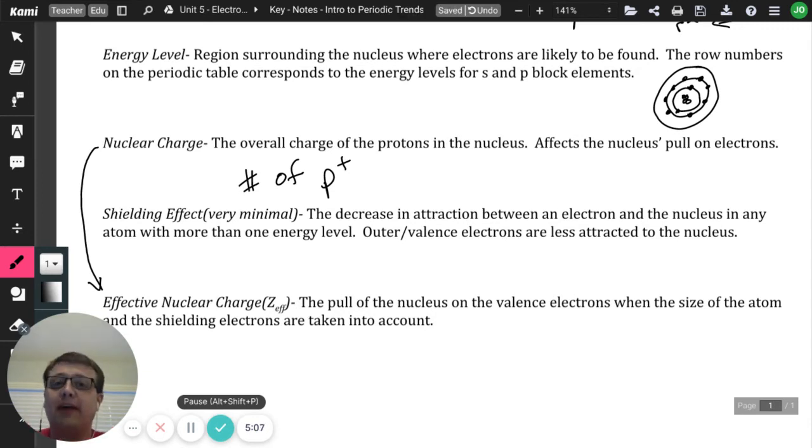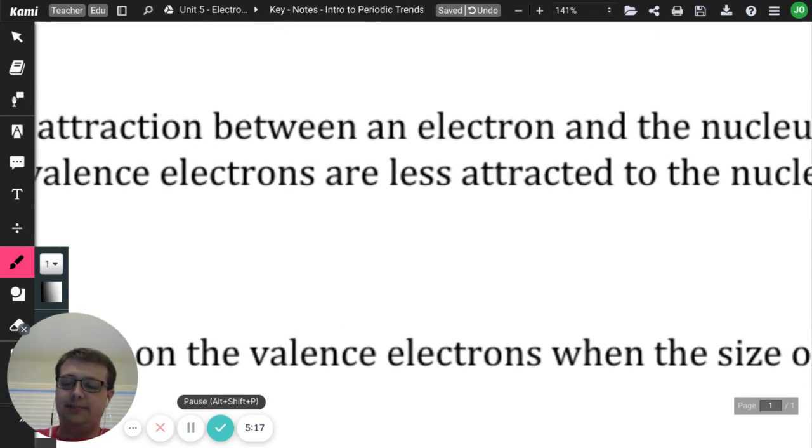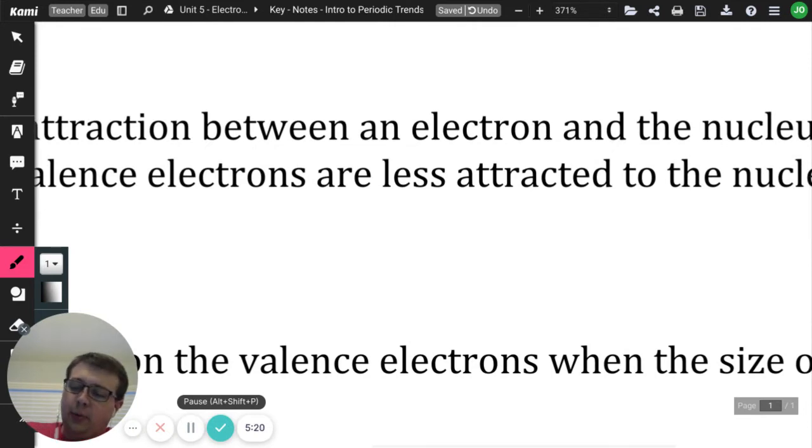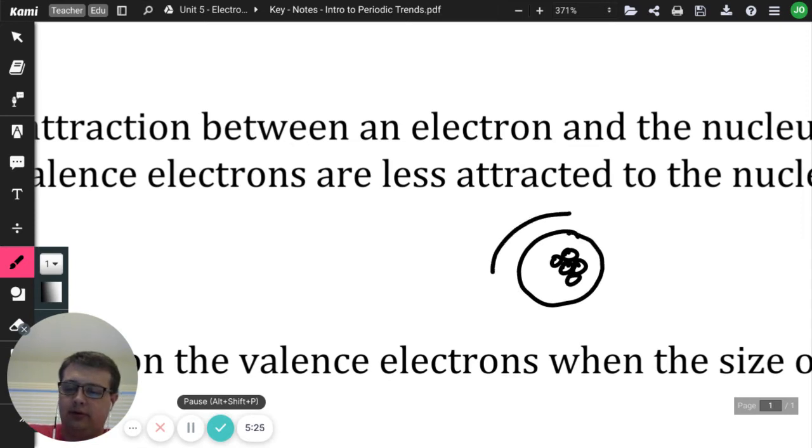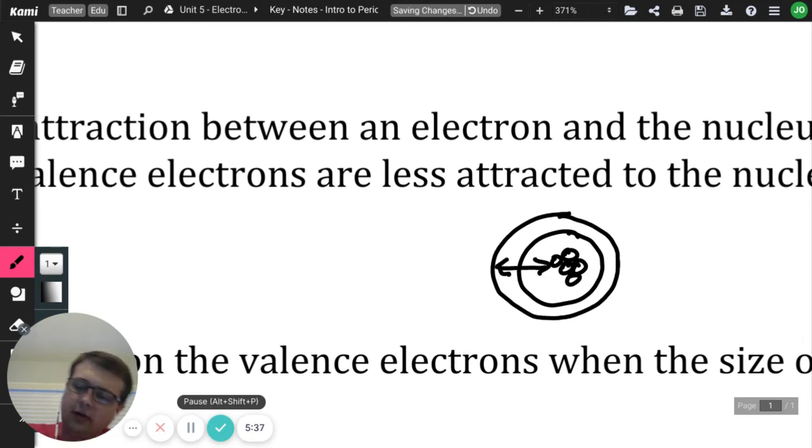Next, shielding effect. Now, shielding effect is something that doesn't have a huge effect on our trends, but it does have a very, very minimal, very small effect. So we do like to mention it. What do I mean by shielding effect? Well, if I've got my nucleus and I've got my electrons in their orbits, in those different energy levels, essentially what shielding effect is saying is that the pull from the nucleus on that second energy level is actually a little bit blocked by that first energy level, okay?